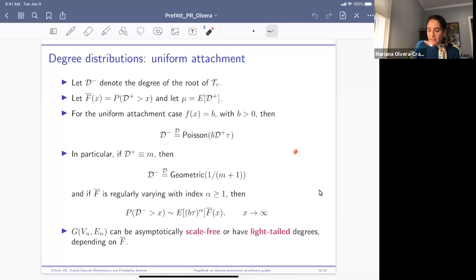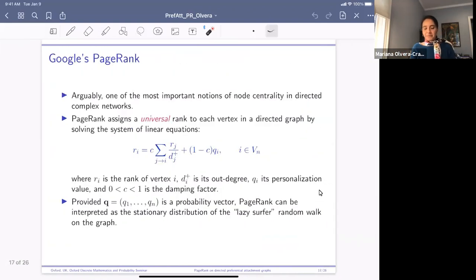So the uniform attachment case can go both ways, depending on how you pick the out degree. It can be scale-free or it can be light-tailed. Most of the time, you would think that we stick to the light-tailed, and that's fine. So now let me talk a bit about PageRank and connect these two and why things look really weird.